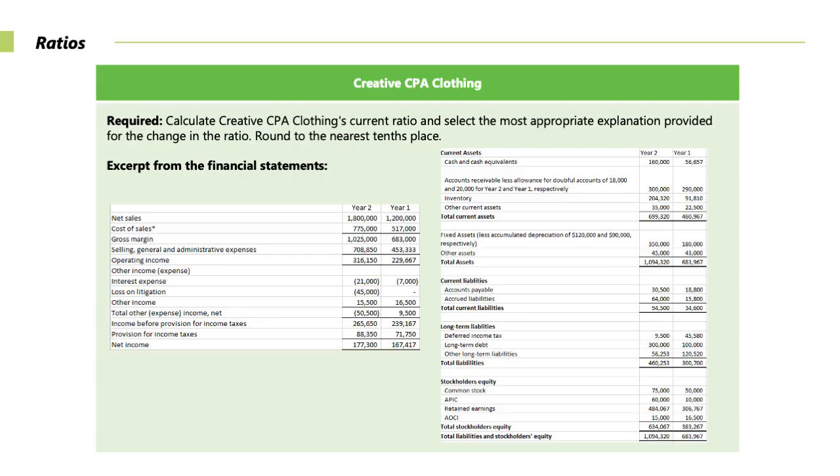Moving on. So you can see here, if you have to calculate Creative CPA's current ratio and select the most appropriate explanation providing the change in the ratio. What I'm going to do is I'm going to say, what are our current assets? Current assets are right here. So if I'm looking at current ratio, I'm taking current assets over current liabilities. Isn't that right? That's simple, right? For our quick and current ratios, we're going to use those kind of items. So let me eliminate that.